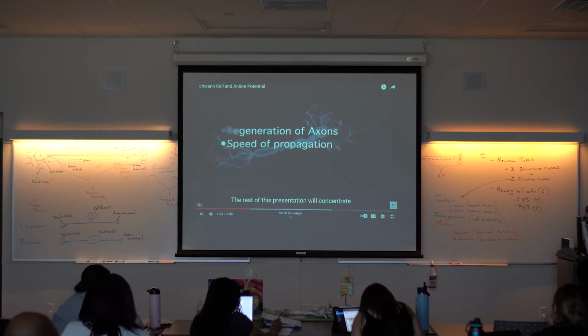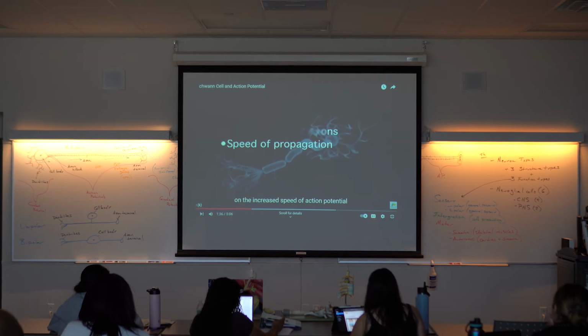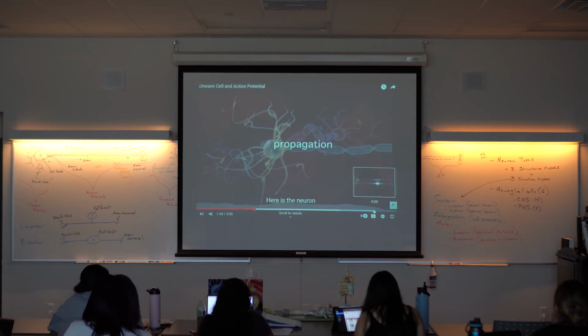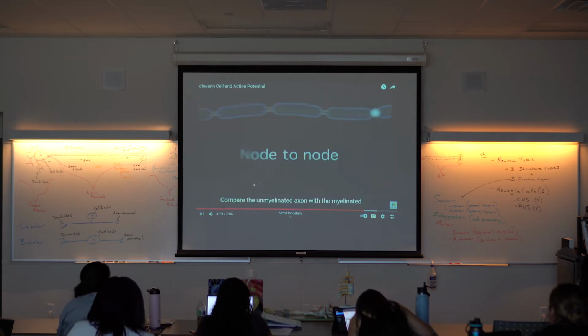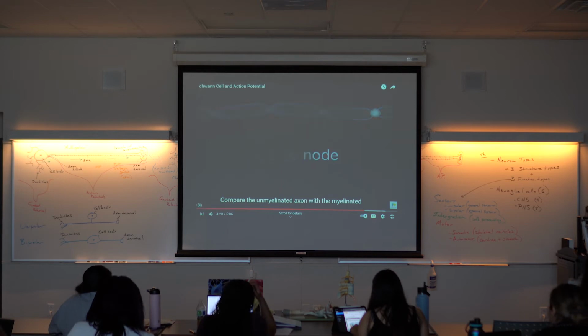The rest of this presentation will concentrate on the increased speed of action potentials down the length of the myelinated axon. In fact, I can just jump to this part right here, and it will show you a comparison of two neurons. One of them up top here has the Schwann cells. It has multiple layers of insulation here. And then the neuron beneath it is going to be one of these unmyelinated neurons. So the axon has no myelination.